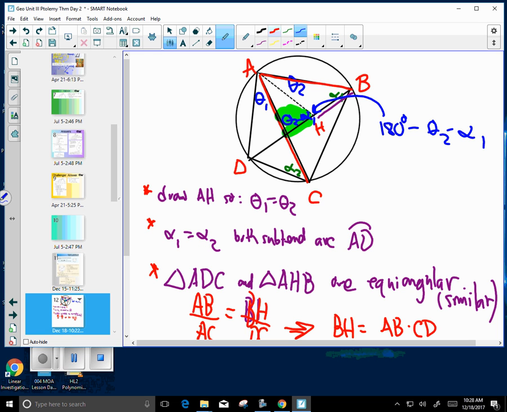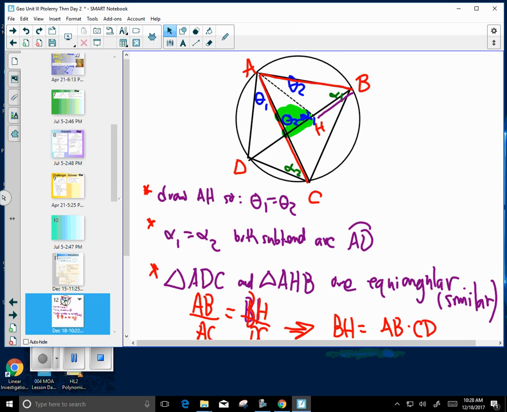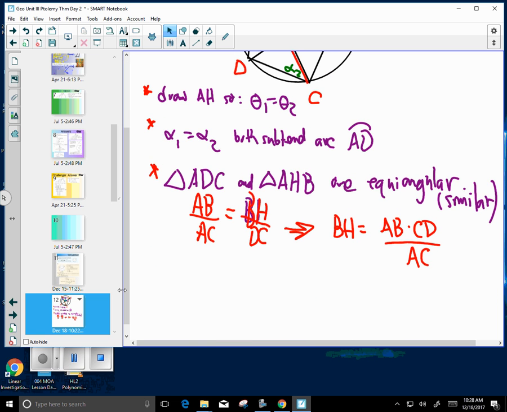Yeah. So I'm going to take this out here just because it's too much. Okay. And let's see, what's the other angle that I want to get to? Okay, so I'm going to write that down. This is where it's a little hard to write here. So this is angle AHD is equal to alpha 1 plus theta 2.